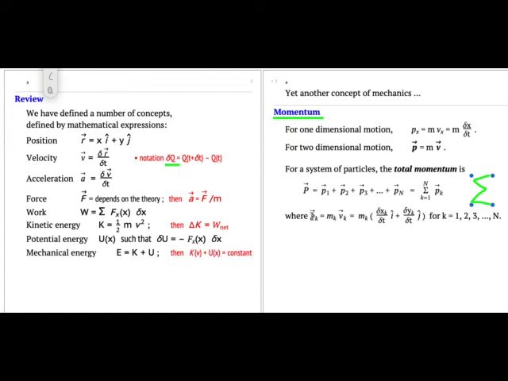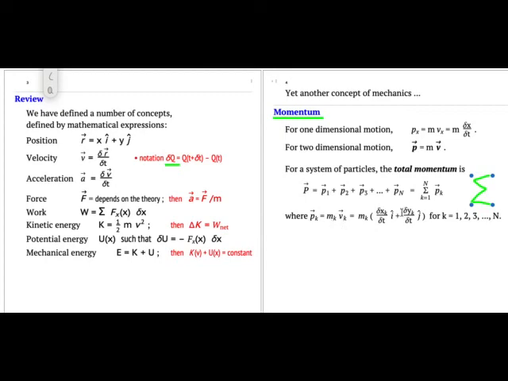Now p sub k is m sub k times v sub k. Momentum is mass times velocity. Well, if you have a system with 100 particles, you have 100 different masses. So there's no, well, you could add all the masses. But these can be all in different directions. So anyway, you have to calculate the momentum for each particle separately. That's its mass times its velocity. For the kth particle, that's m sub k times v sub k.